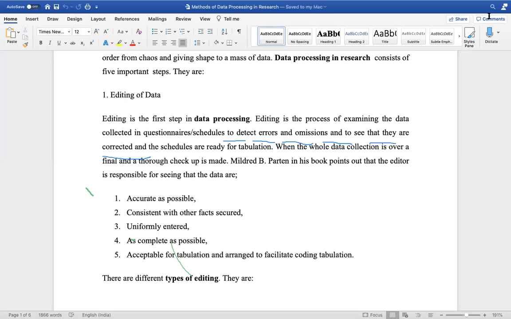The data which is collected has to be edited first. So an editor who could even be the researcher himself will do it. When I edit the data, I'm going to make sure it is as accurate as possible with minimum possible errors. It has to be consistent with the facts that I have ascertained. It has to be uniformly entered, and it should be as complete as possible.